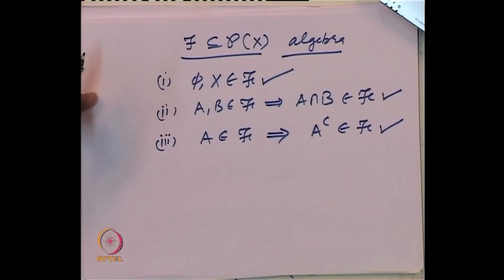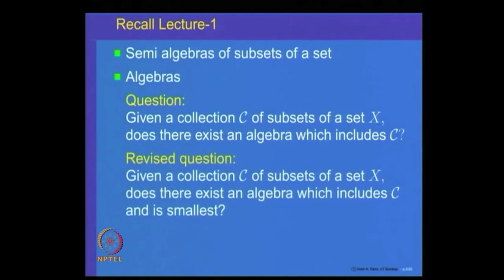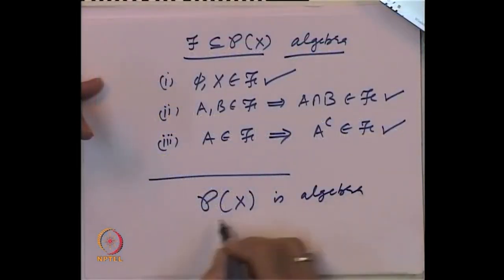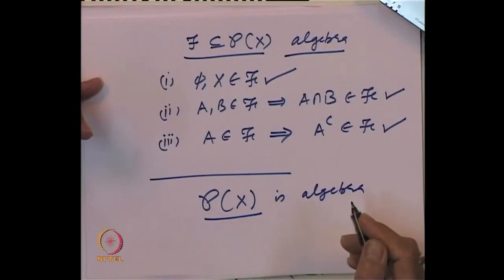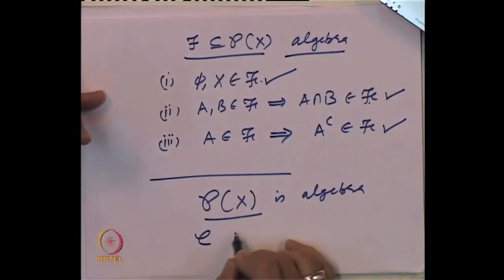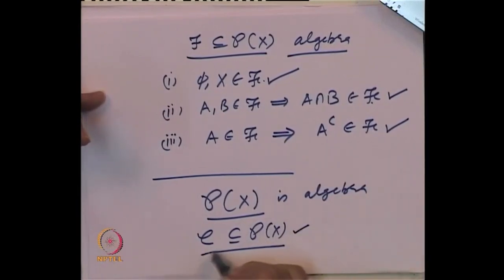So, today the question is: given a collection C of subsets of a set X, does there exist an algebra which includes C? The given collection C may not be an algebra of subsets of X, it is an arbitrary collection, and we would like to know, can we find a collection of subsets of X which includes this collection and is an algebra? Of course, there is one obvious answer, namely the power set. For example, the power set of X is always an algebra, because it is a collection of all subsets of X. So, it has all the properties, namely it is closed under intersection and complements and includes the empty set and the whole space, and obviously C is a subset of P(X). So, in some sense P(X) is the largest algebra of subsets of X which includes any collection C.